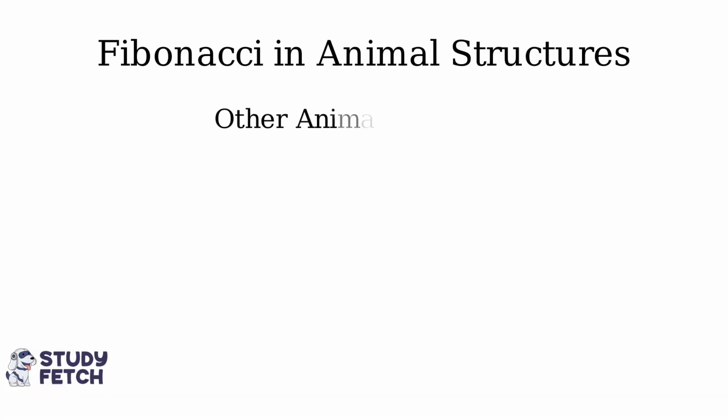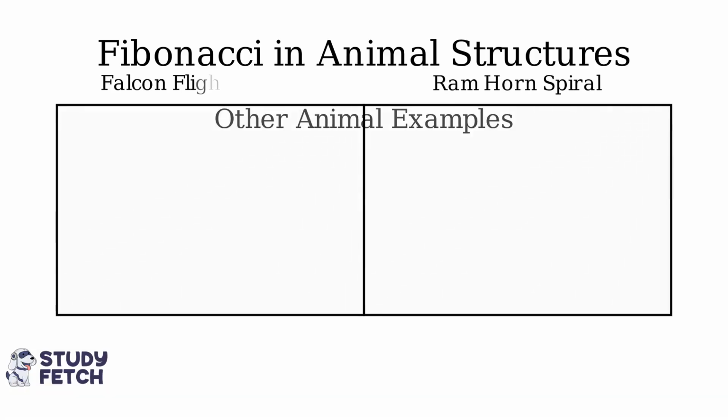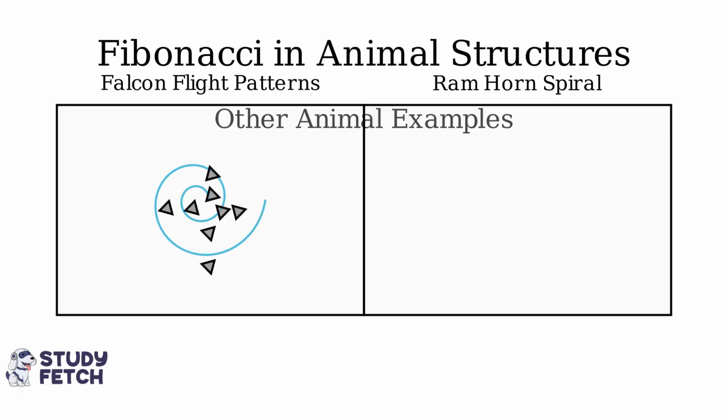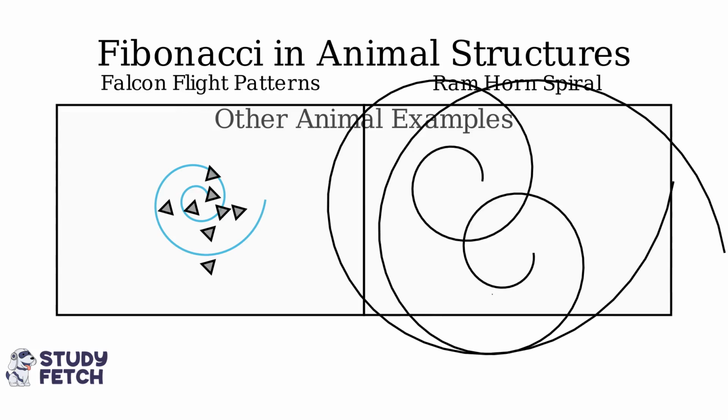The Fibonacci sequence is also evident in other animal structures. Falcons often fly in spiral patterns that follow logarithmic curves based on the golden ratio, optimizing their hunting efficiency. The horns of animals like rams and sheep curl in spirals that closely match the golden ratio, balancing growth with structural stability. These examples demonstrate how the Fibonacci sequence is ingrained in animal structures and populations throughout nature.